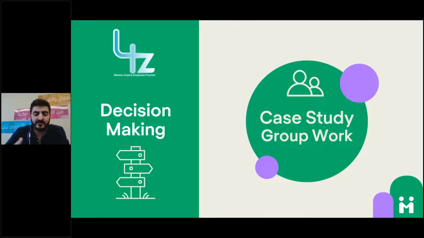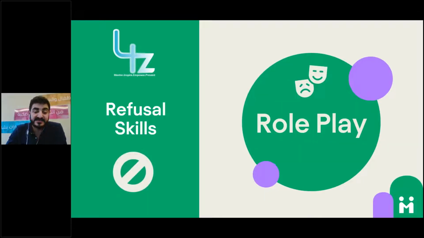And a lot of times when we implement these activities, we hear from the participants that effectively they are facing these challenges. And in this way, we are not asking them to reflect on themselves directly. They are just implementing their decision-making steps on other stories, but between themselves, they reflect on themselves. The third session is refusal skills.